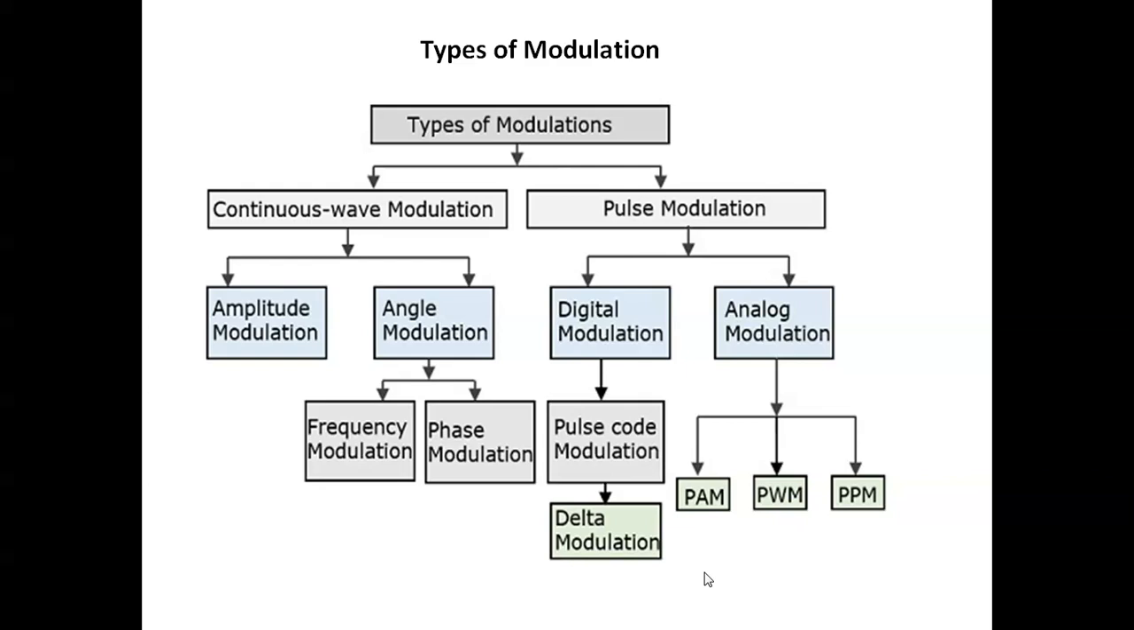So in unit 2 we have to see PAM, PWM, PPM. In the first unit we already saw continuous wave modulation. PAM, PWM, and PPM come under analog modulation, the pulse modulation category. Even though we also want to see digital modulation, pulse code modulation also we have to discuss.